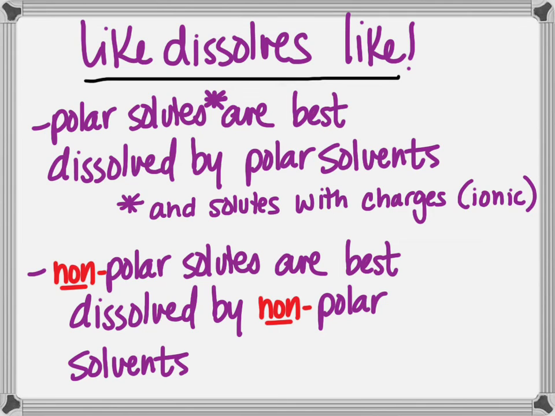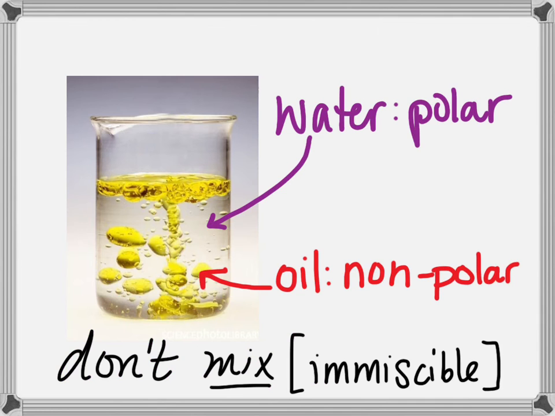Polar solutes are best dissolved by polar solvents. And a polar solute, or a solute that's got a region of charge on it, like an ionic solid. Non-polar solutes are best dissolved by non-polar solvents. Why won't oil and water mix? In other words, why won't water dissolve the oil? Because water is a polar molecule and oil is distinctly non-polar.